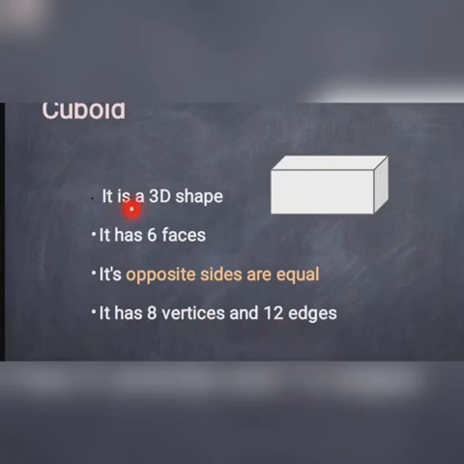So cuboid is a 3D shape. It has 6 faces. Its opposite sides are equal. It has 8 vertices and 12 edges.